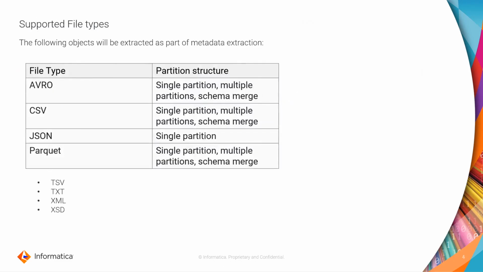Supported file types. The following objects will be extracted as part of the metadata extraction in CDGC: Avro, CSV, JSON, Parquet, TSV, TXT, XML, XSD, and Excel. And among these, Avro supports single partition, multiple partitions, and schema merge. CSV supports single partition, multiple partitions, and schema merge. JSON supports single partition, and Parquet supports single partition, multiple partitions, and schema merge.